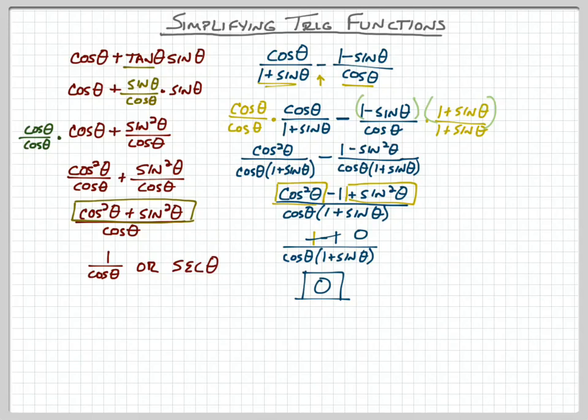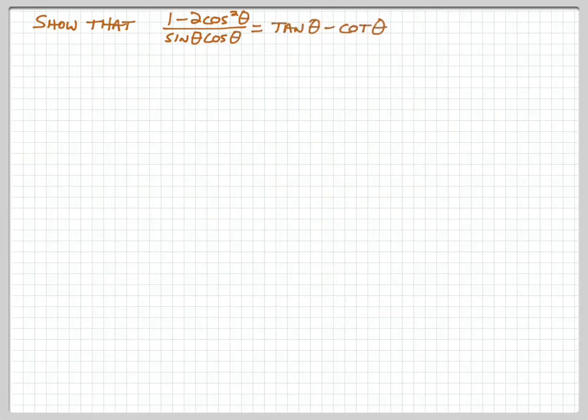All right, we're going to look at one more, and this is going to be a little different. We're going to show that (1 minus 2 cosine squared theta) over (sine theta cosine theta) equals tangent theta minus cotangent theta. Now, to show that these two things are equal, we basically have to pick one side and work it all the way through until we get to the other side.